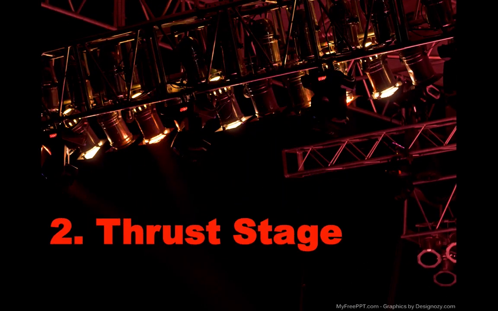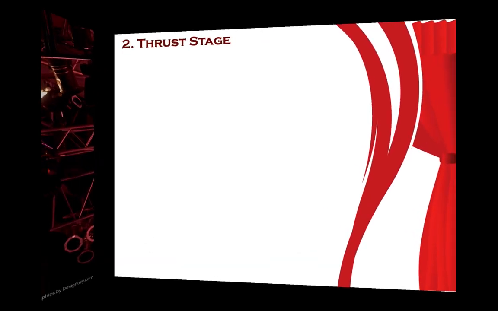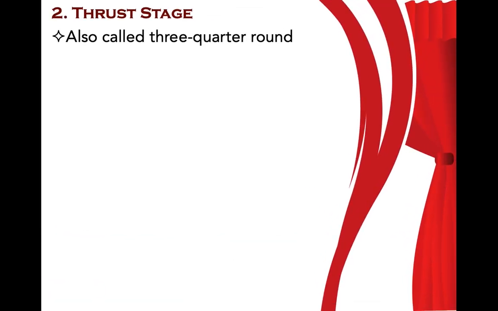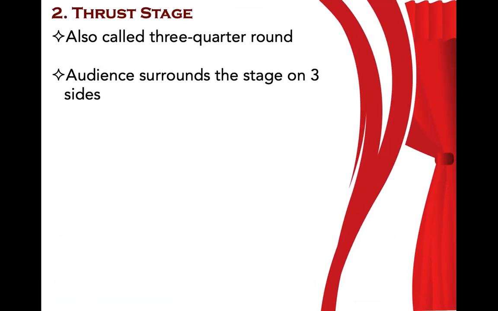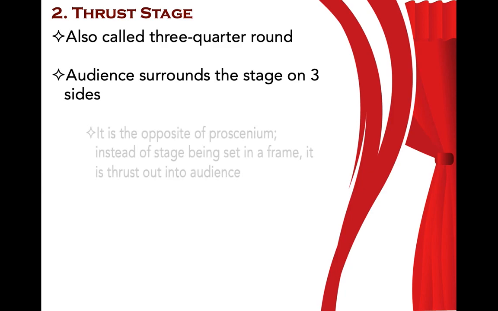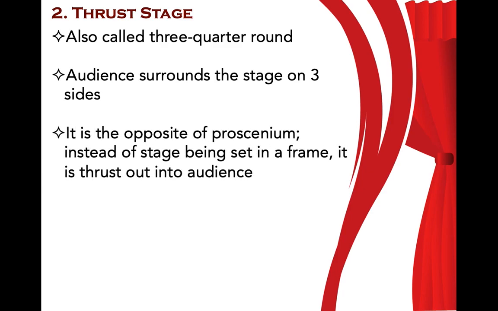Right, so moving on. That was the four parts of the formal theater. We're moving on to a different type of stage, which is the thrust stage. It's also called 3/4 round, because the audience surrounds the stage on 3 sides, as opposed to proscenium, where the audience is all seated on 1 side of the stage.